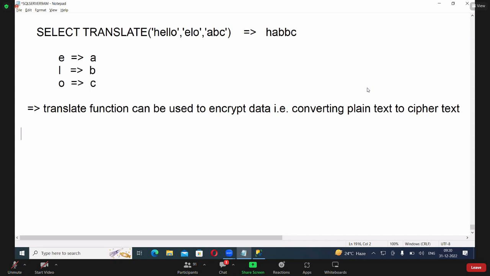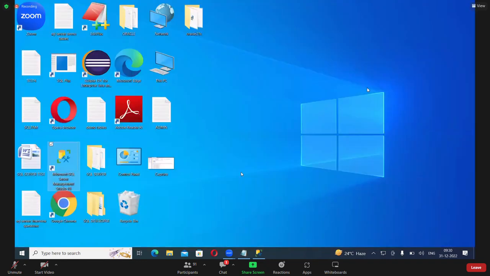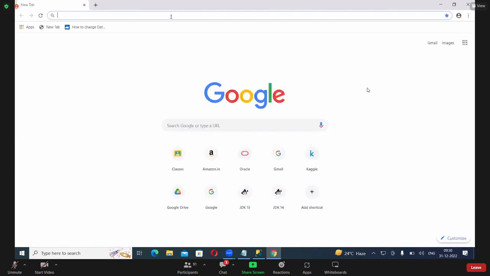So, converting plain text to what? Ciphertext. The text that you can't understand is called cipher. Whatever text you don't understand is called cipher. Any text that you can't understand is ciphertext. Understood?